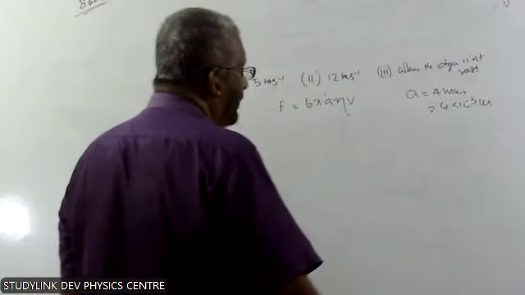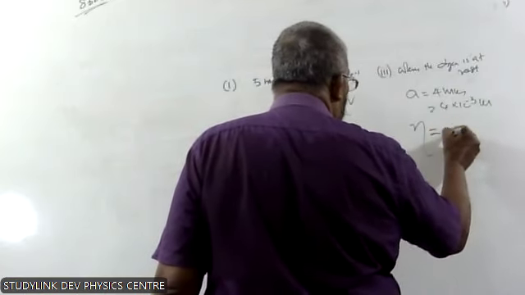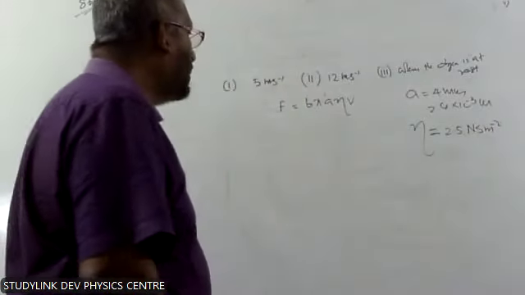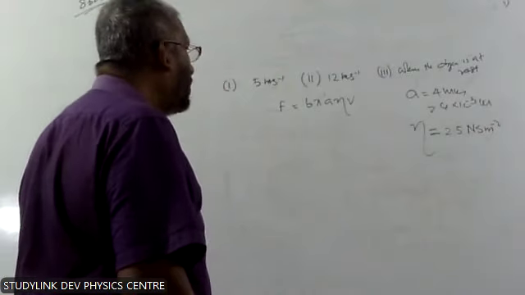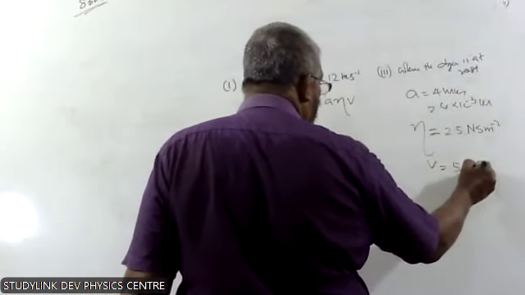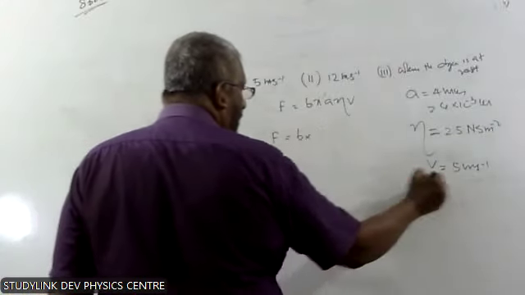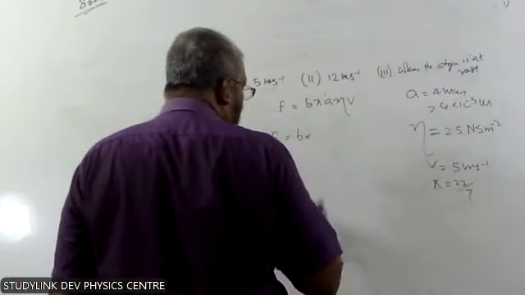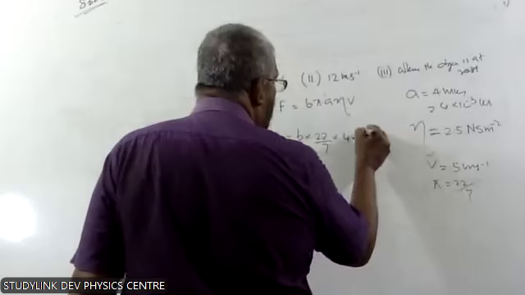Now eta is given as 2.5 Nsm minus 2. We can use that also if you want, or else kgm minus 1 s minus 1. This also can be used. Then V is first one. V is 5 ms minus 1. Then correct substitution means F is equal to 6 pi. You know pi is 22 by 7, or 3.14. Normally whatever they give you use. A is 4 into 10 to the power minus 3.